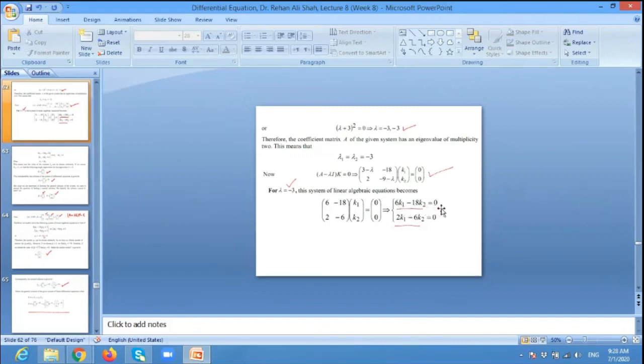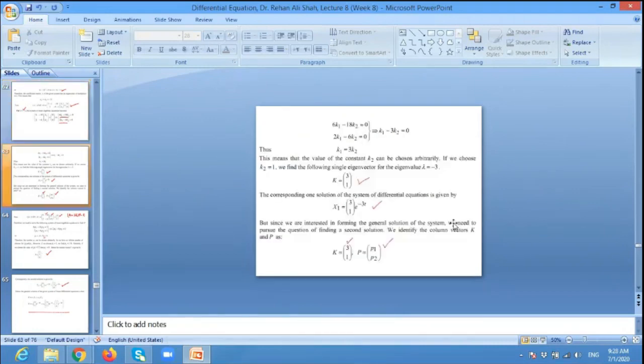6k1 minus 18k2 equal to 0, 2k1 minus 6k2 equal to 0. So if you take 6 common from equation 1 and 2 common from equation 2 and subtract these two equations from each other, you will get k1 minus 3k2 equal to 0. So if you select k2 equal to 1, k1 will become 3. So this is eigenvector 3 and 1. So what is the first solution? X1 is equal to eigenvector 3 1 multiplied by e power lambda 1 t. Lambda 1 is minus 3 actually. So this is one solution.